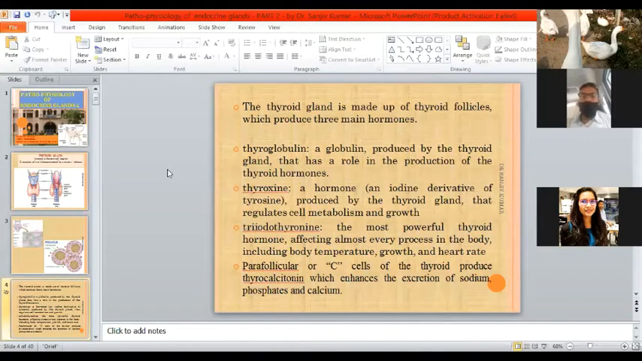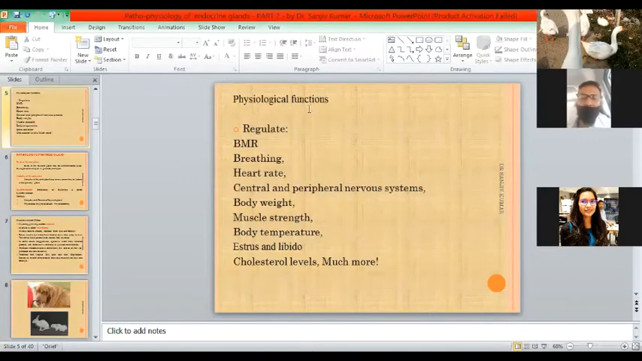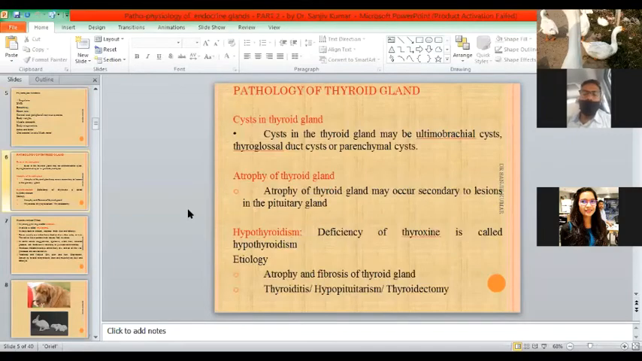So overall, the functions of thyroxines are that they maintain the basal metabolic rate. They are important for breathing, heart rate, working of the nervous system, maintaining body weight, muscle strength, body temperature, heat, libido, cholesterol level, and many others besides these.